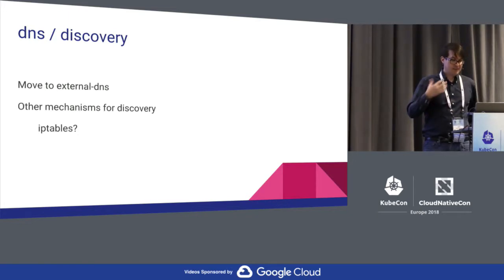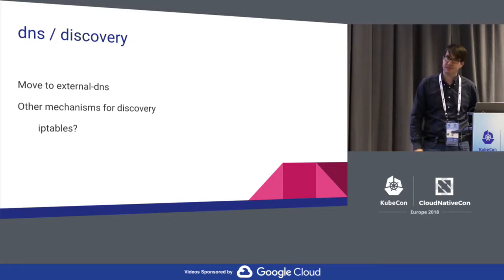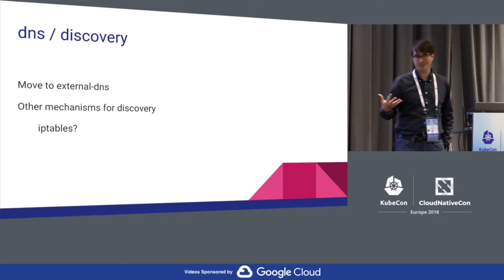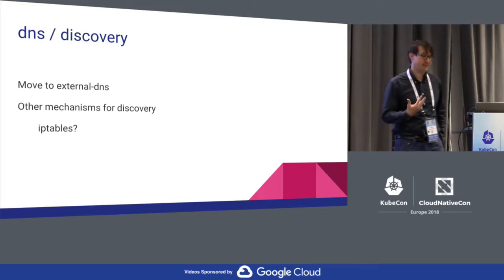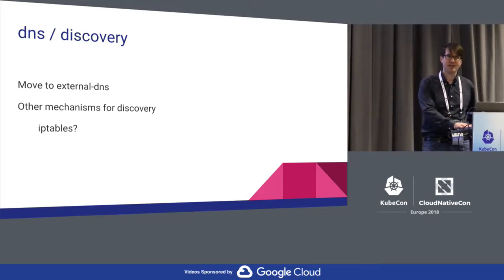We're thinking about in kops how discovery should work. Is DNS the best mechanism? There's a great project called external DNS, which we may be able to use, and other mechanisms for discovery include things like IP tables. IP tables are the way that services work in Kubernetes, and can we adopt those as a more reliable way of doing discovery that doesn't require you to get a real DNS name?